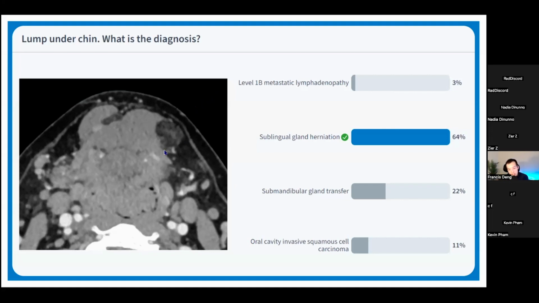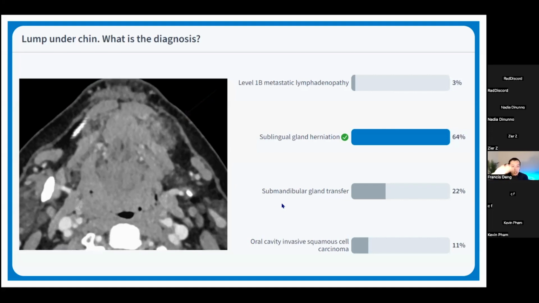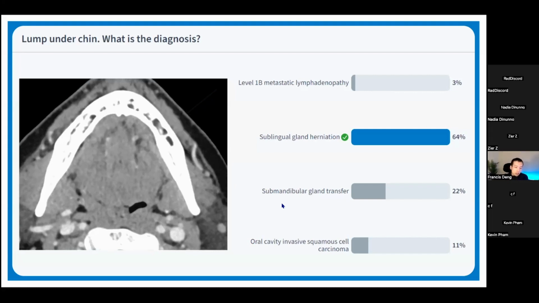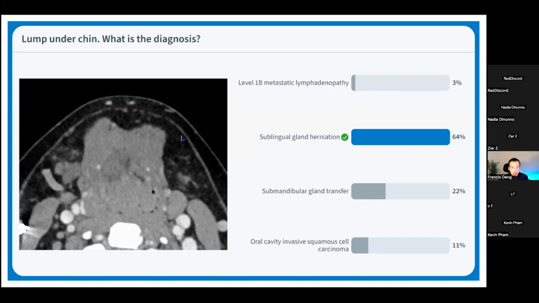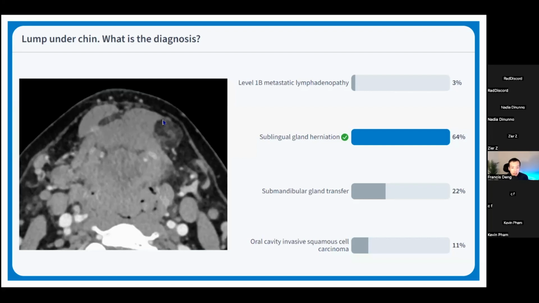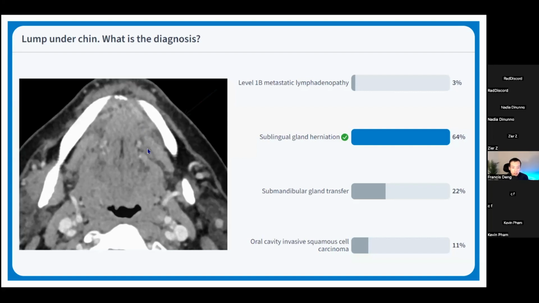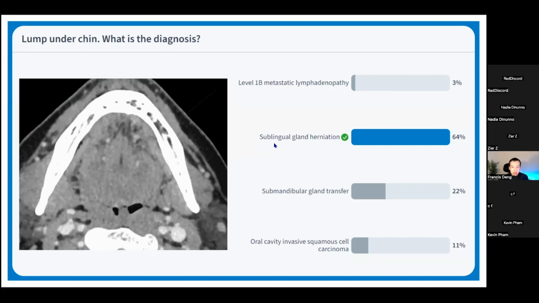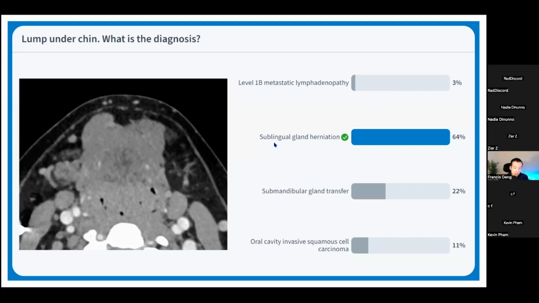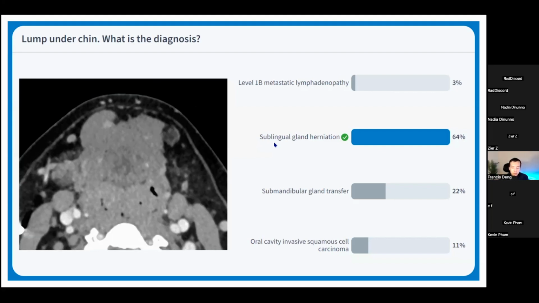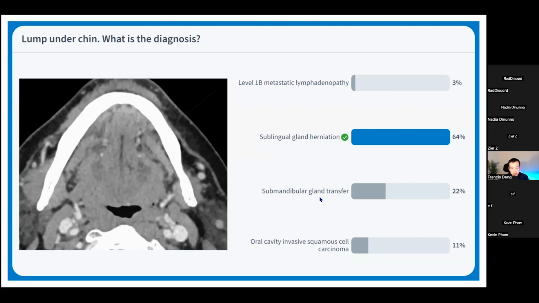Now, we can recognize that this is the sublingual gland because it has an intermediate density between water and muscle. That's the typical density of salivary gland. And that is this appearance of this. And you can trace it up into this defect into the floor of mouth. So this is what's known as a sublingual gland herniating through a mylohyoid boutonniere. Now, the ipsilateral submandibular gland is a little bit fatty atrophic, but that's a separate finding here.